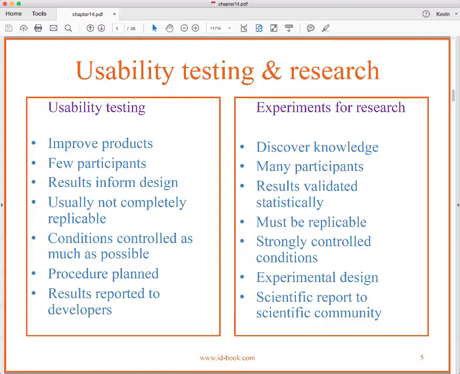Whereas on the left side, when we're doing usability testing as part of our usability and design practice, we're going to report to developers. The team's going to make appropriate decisions about the product, and we're going to develop it and take it to market.